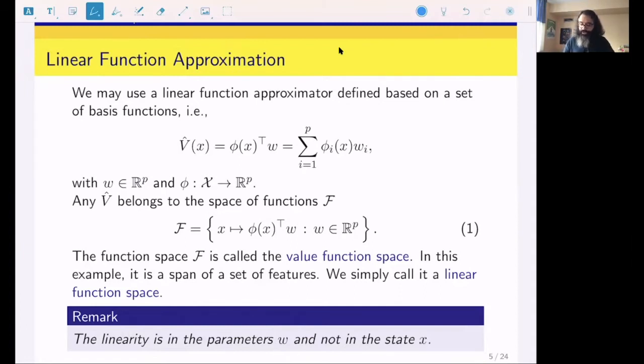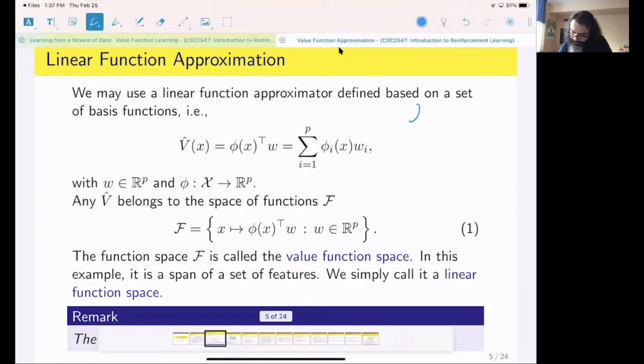So how does it work? We choose a basis function the same way that we do in a machine learning course. There are basis functions, also called features, phi, which would be a mapping from input space to some R^p.